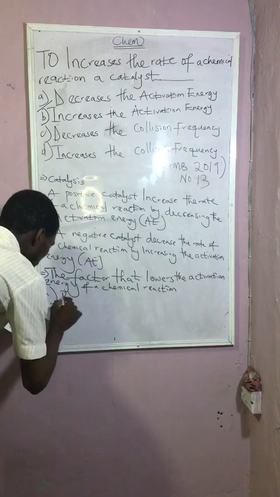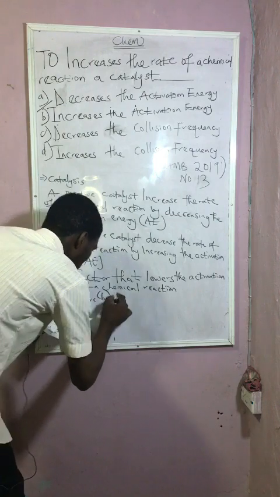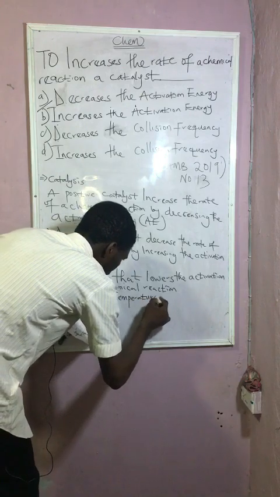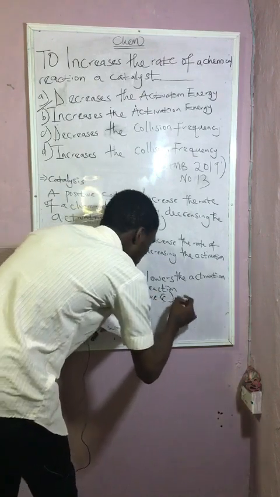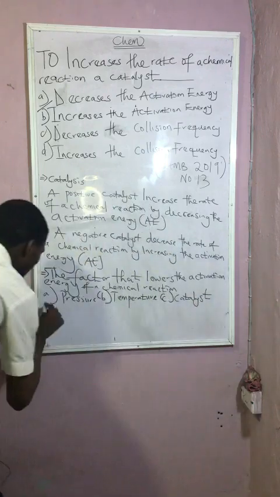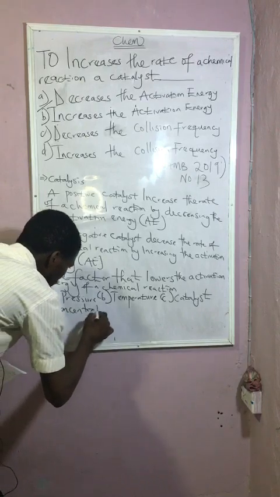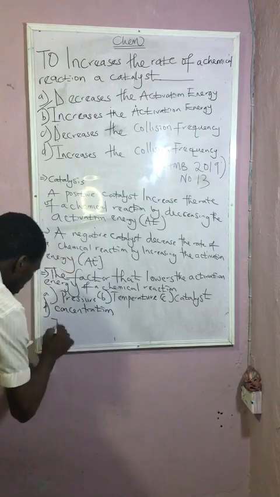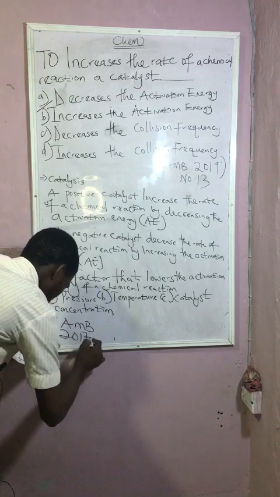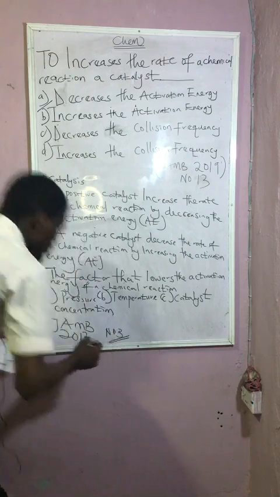A. Pressure, B. Temperature, C. Catalyst, and D. Concentration. JAMB 2017, number 3. Call it question 3.